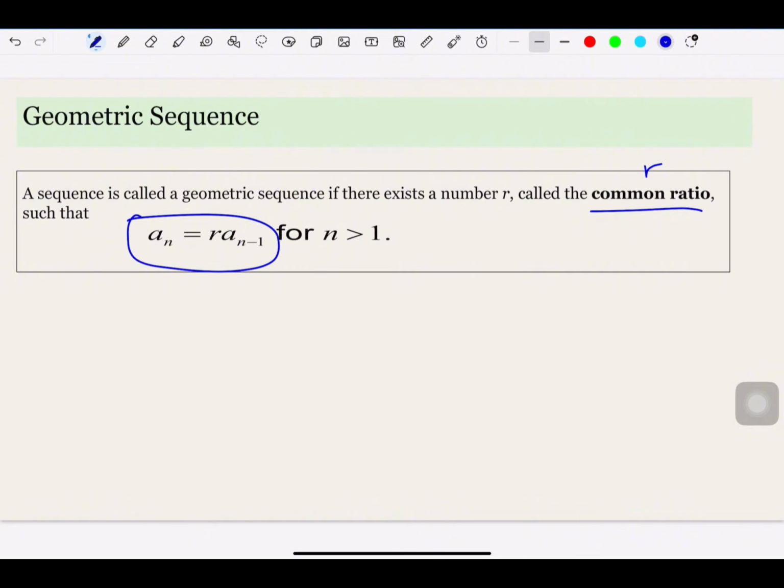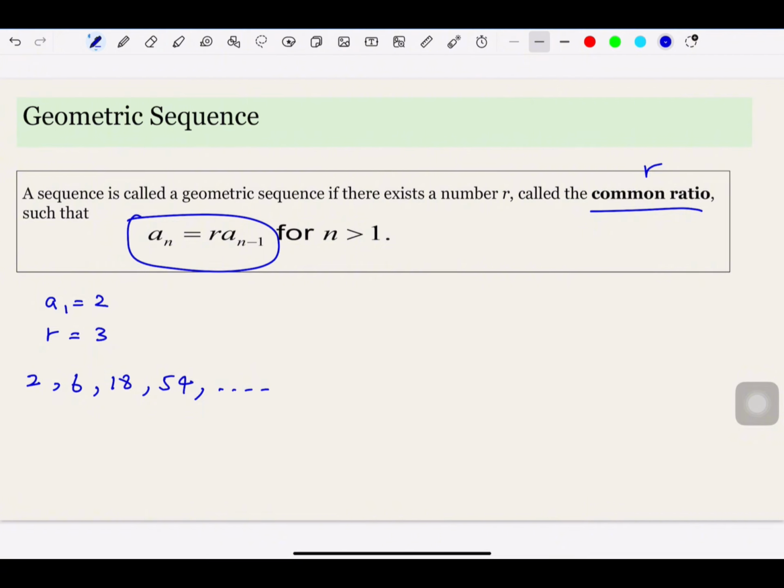Let's say you have a sequence with first term 2 and the common ratio is 3. To get this sequence, you keep multiplying the terms by the common ratio, which is 3. To get the second term, you multiply 2 by 3, which is 6. To get the third term, you multiply the second term by 3. Then you'll get 18 and then 54 and so on.